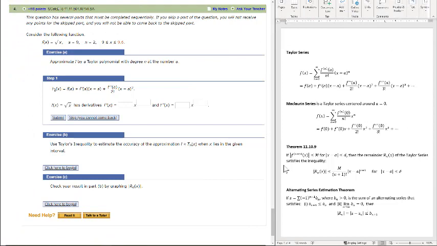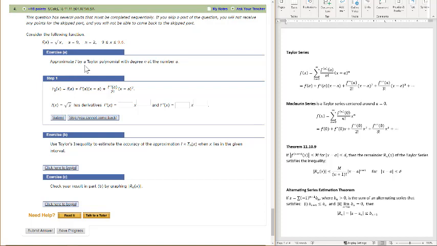Okay, let's do this problem from your lab assignment, section 11.11. They want us to look at this function, the square root of x, around a is equal to 9 for n is equal to 2. That's a quadratic. And then for values between 9 and 9.6.